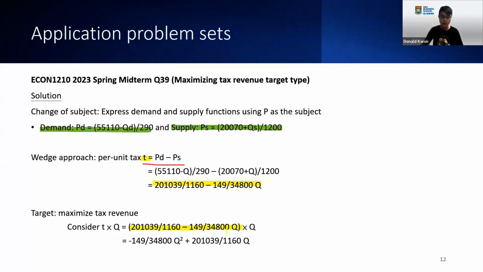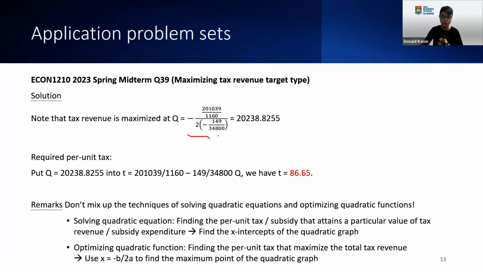And again, we have the tax revenue function put down here. We can find out the per unit tax that maximizes the tax revenue, which occurs at negative b over 2a. So we have this as the b and this as the a. After some simple calculation, we should be able to get that tax revenue is maximized at the new quantity, 20,238 point something.